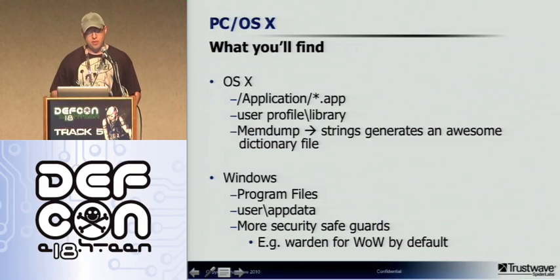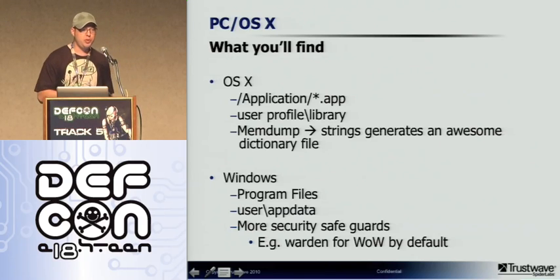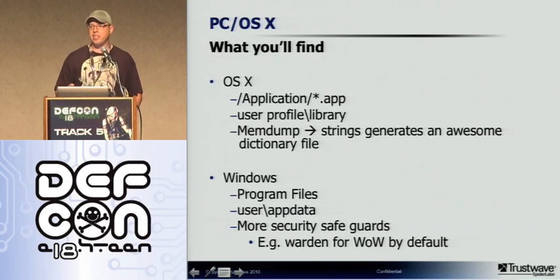Where you're going to find the stuff: on OS X, it's Applications, the .app, and the user profile, and this is true for any system. Do a mem dump against it and run strings against it, and that is just a really awesome dictionary file, just kind of a tip. On Windows, it's Program Files and the user's app data, and there are a little bit more security safeguards, I guess.